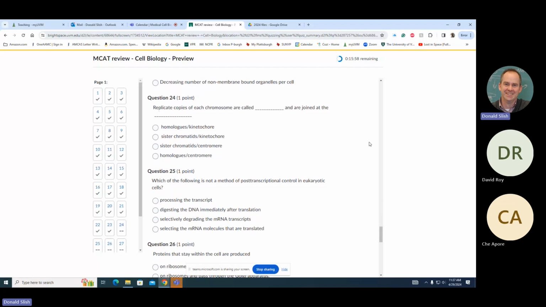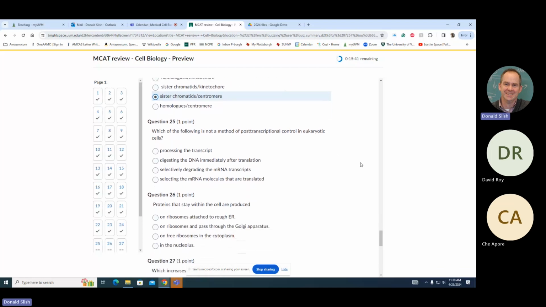Replicate copies of each chromosome are called sister chromatids and are joined at the centromere. It's a little confusing because really the kinetochore is the proteins around the centromere. Sister chromatids are attached at the centromere.